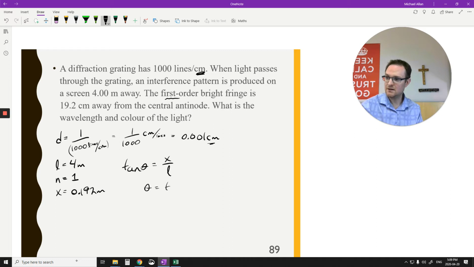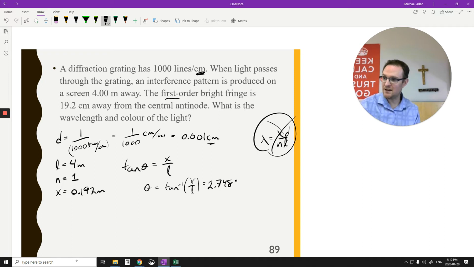Let's find out what that angle is. I have the x over l right there. Tan inverse gives 2.7 degrees. Now, I think that angle is too big to ever use that xd over nl formula. That angle is way too big. I'm just going to cross that off. I'm not going to bother using it, because we found the angle, so why not just use the other formula?